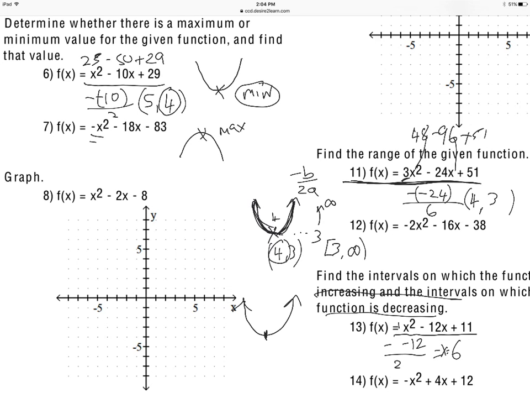Now, if I know that's 6, notice I don't need the y value, so that's less work. I don't need the y value, because look, this is decreasing from negative infinity to positive 6, so this decreases from negative infinity to positive 6 with a parenthesis, and it increases on this side, you see, from 6 to infinity, and that's why I only needed the x for that one, okay?